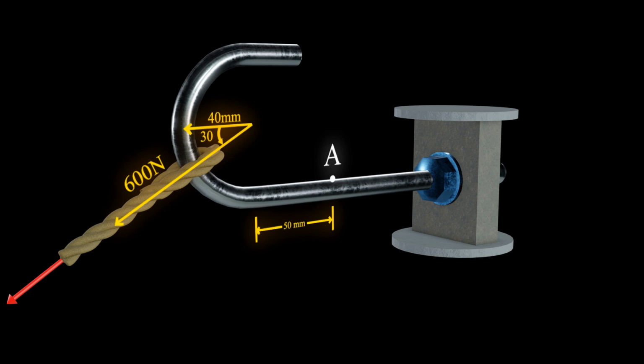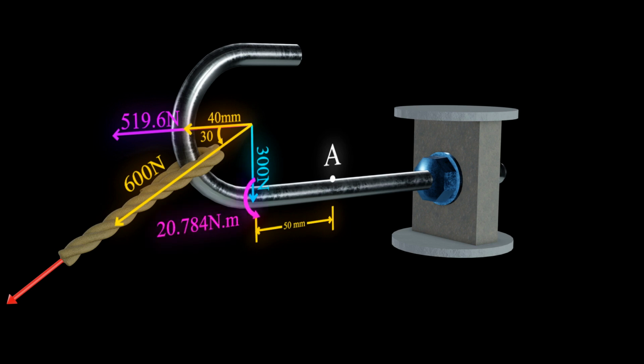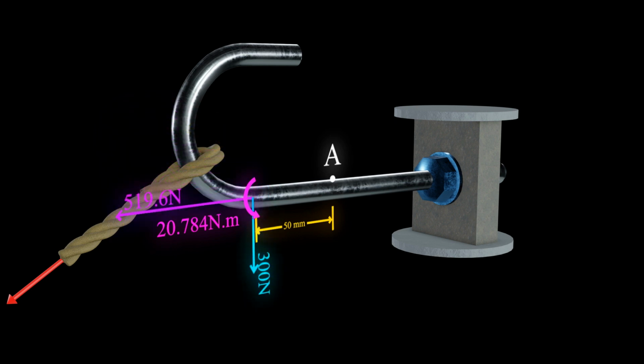A 13 mm diameter bolt hook is subjected to 600 newtons, and we need to determine the stress component on the volume element A located on the shank. We first need to find the components of the force on the x and y axis. Now, we cannot use the components directly since they are not acting on the neutral axis, so we need to move them. The 519.6 newtons in the x direction creates a moment on the neutral axis equal to its magnitude multiplied by its distance from the neutral axis, meaning it will be equal to 20.784 newton meters. Now, we just move the forces to the neutral axis, along with the moment created by the forces.